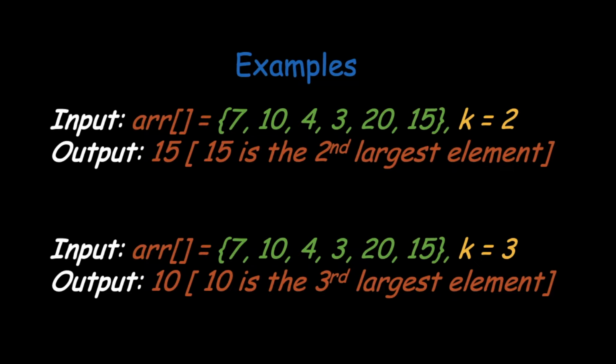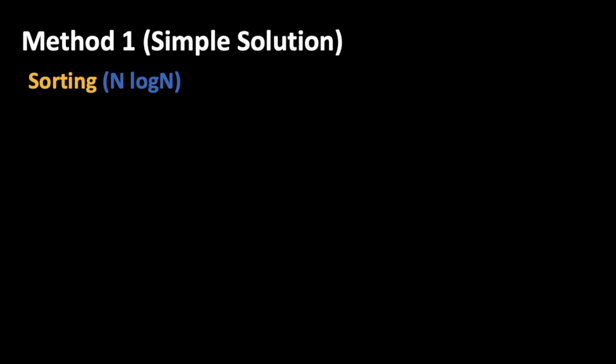Coming to the second example, we are given the same array but in this case k is equal to 3. That means we need to find the third largest element in the given array, and in this case 10 is the third largest element in the given array. So let's look at the solution for this problem.